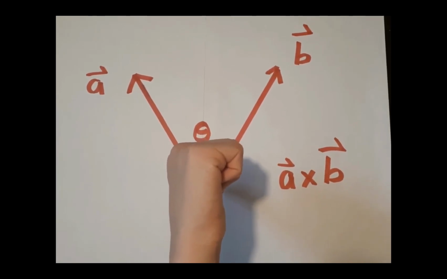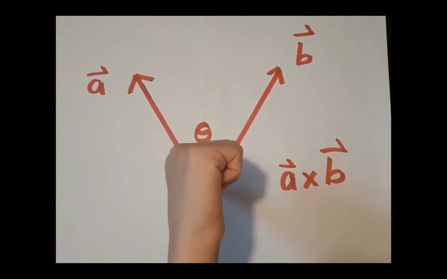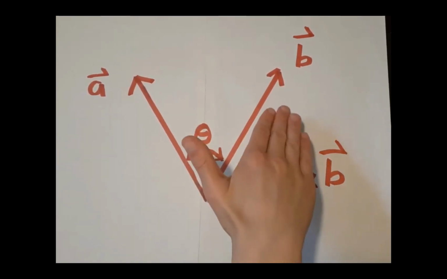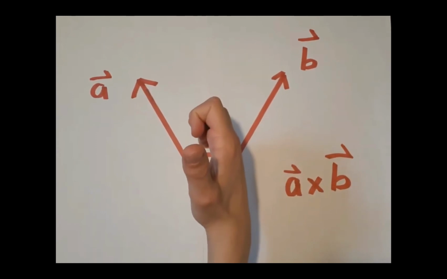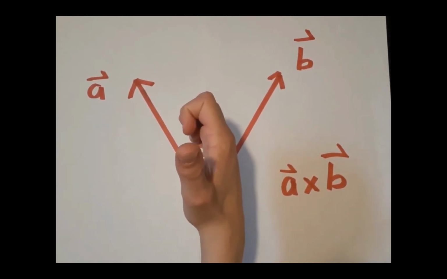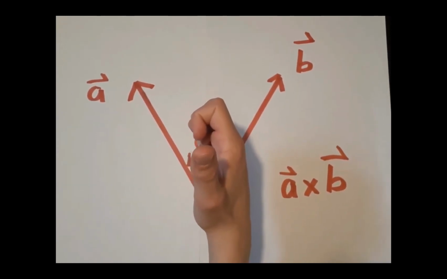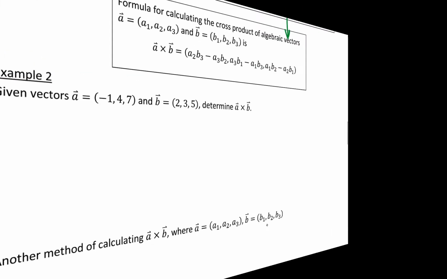If we try to find the direction of B cross A, when you point in the direction of vector B and curl your fingers towards vector A, your thumb will be pointing out of the page, and therefore B cross A will be in the same direction.